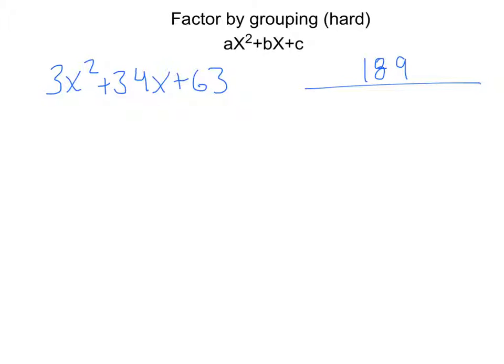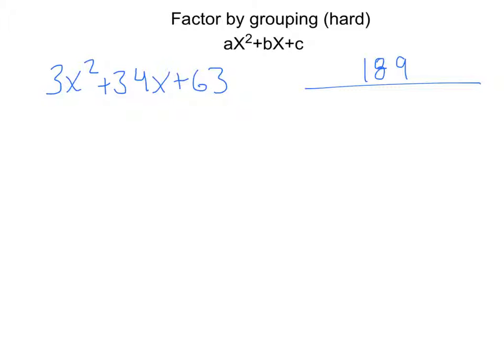For the next problem, this is going to be one where the number gets a lot larger, but I'm going to show you that it's still going to work. So say 3x squared plus 34x plus 63. So like I said, every single time we take our a, multiply it by our c. So in this case, we get 189, which may take a while to find the factors of.